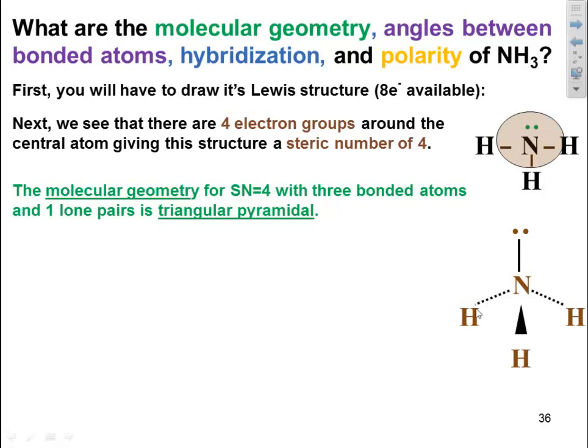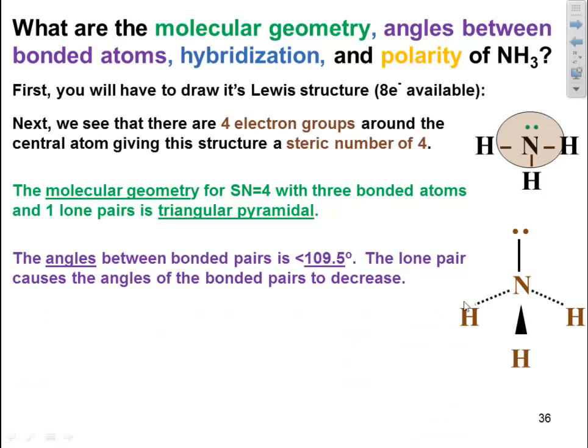This typically would be 109.5, but since you got that lone pair, it's going to push on these more. So this ends up being less than 109.5. So angles between the bonded pairs are less than 109.5. The lone pair causes the angles on the bonded pairs to decrease. It's going to push down on these, so that's going to push it down, making that angle less than 109.5.